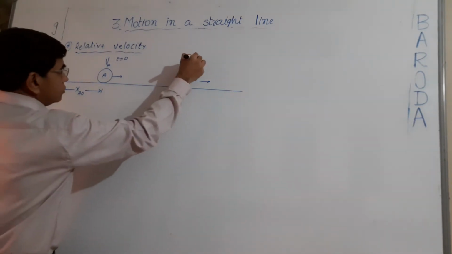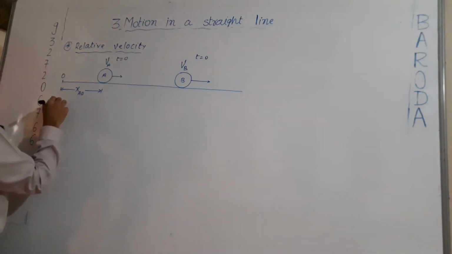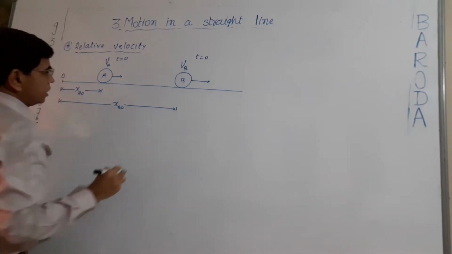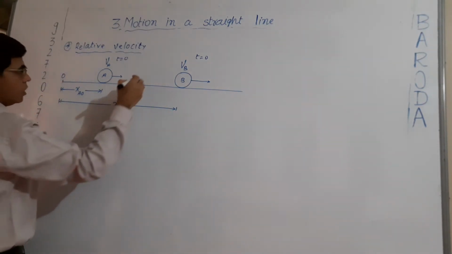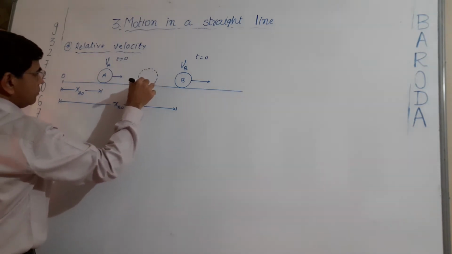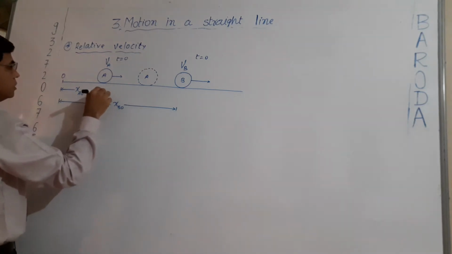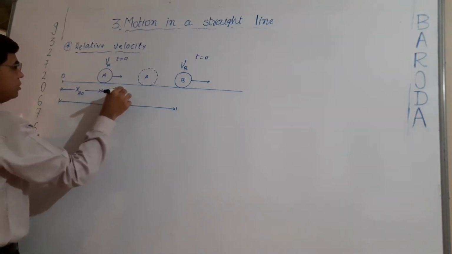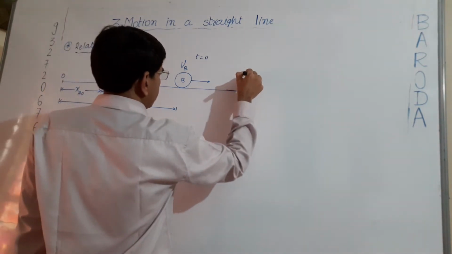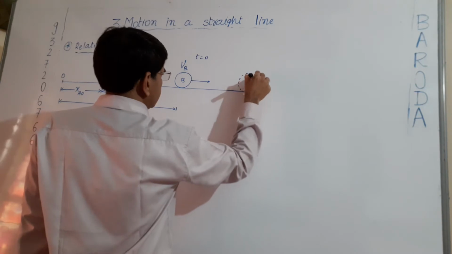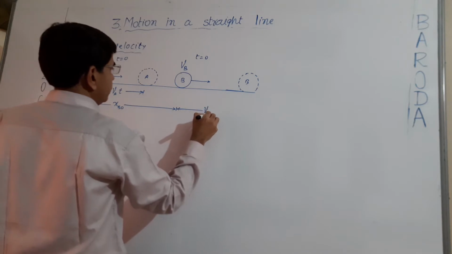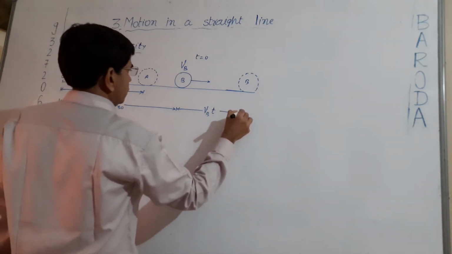At time t equal to 0, the position of car B is XBO with reference point O. After t time, car A will travel distance, speed into time, that is Va into t, and after t time car B will travel distance, speed into time, that is Vb into t.